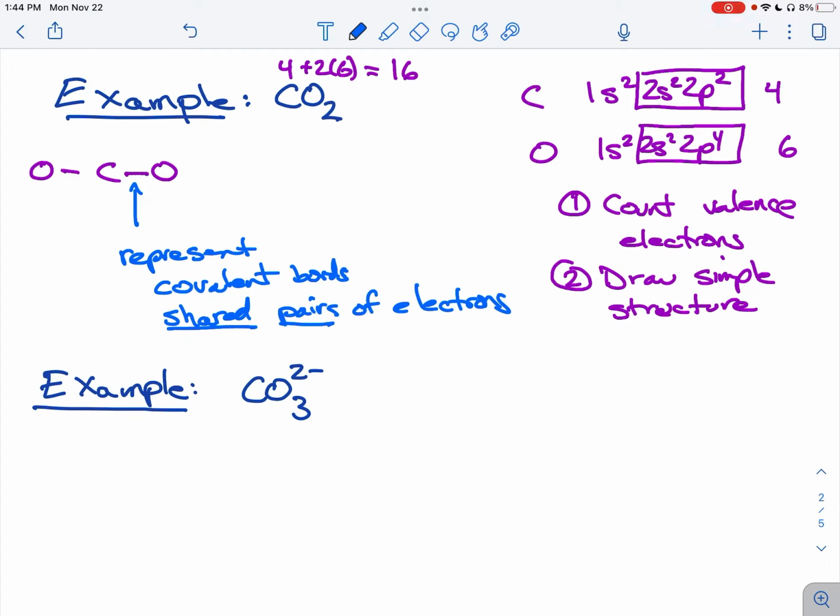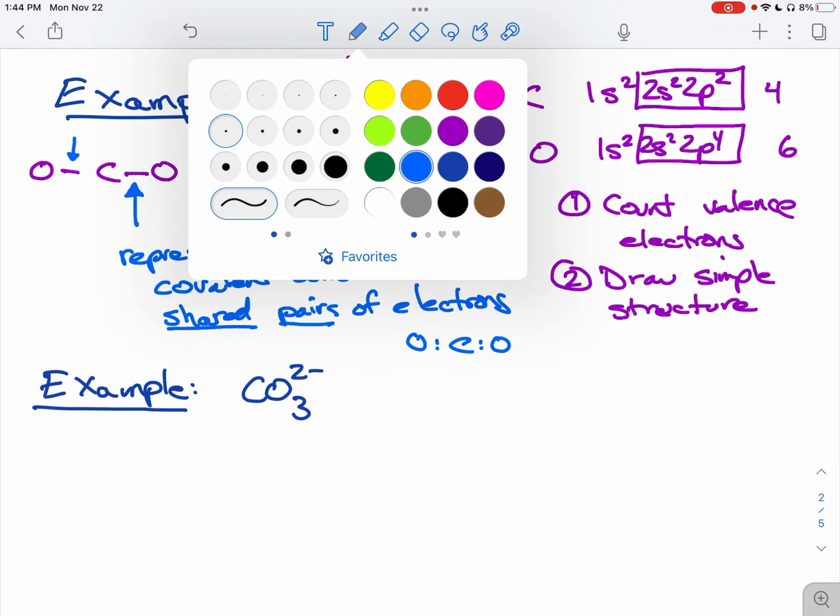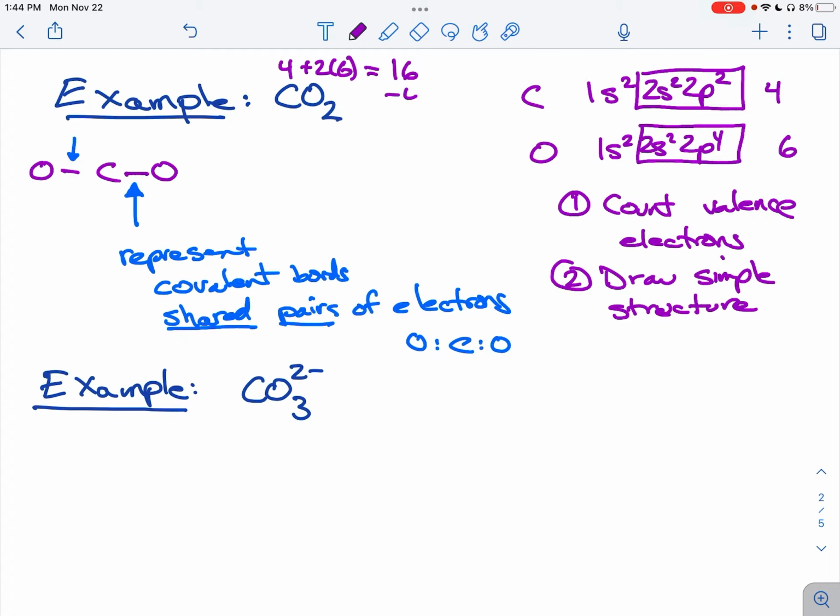Some folks prefer to represent the bonds as literal pairs of electrons, and that's fine. If you prefer that, you're more than welcome to do that. I'm going to use lines for bonds because that's how we tend to use these later on. You need to think of each of these lines as a pair of electrons. So there's 2 electrons in this bond, 2 electrons in this bond. Out of our 16, we've used up 4 electrons, so we have 12 electrons left to distribute around the molecule.